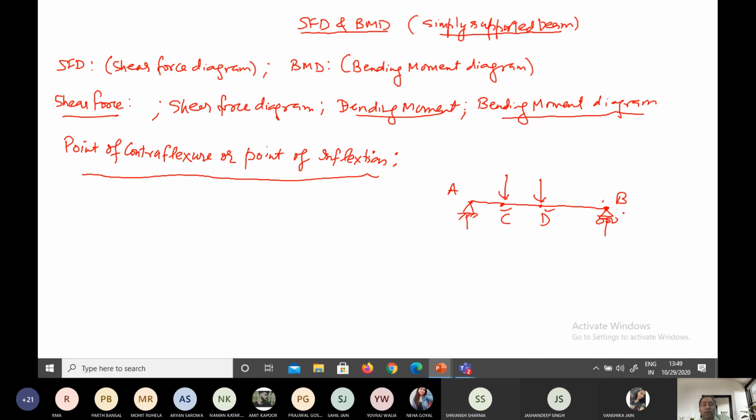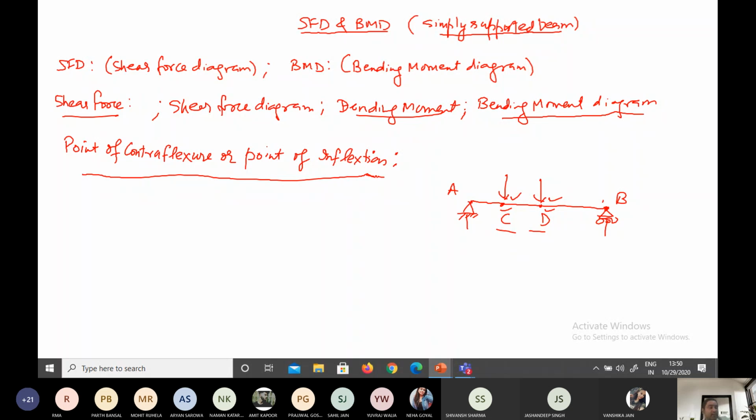If the bending moment is zero at point C or point D, it means except the other endpoints, A and B. So if point C, point D or any other point has zero bending moment, except A and B, then those points are called points of contraflexure or points of inflection. Fine. So these two statements are clear: what is a point of contraflexure. And now we have to draw the shear force diagram and bending moment diagram.